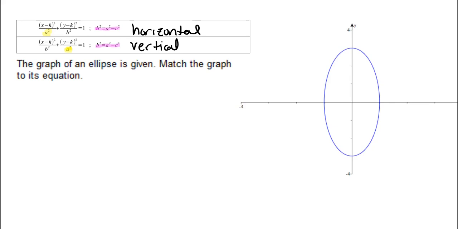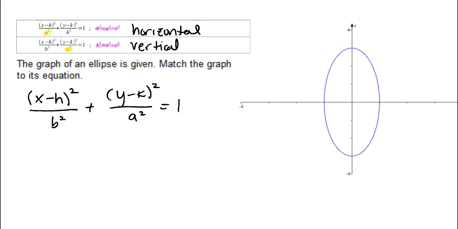Now we can try this problem. The graph of an ellipse is given. Match the graph to its equation. So for this example, we can see that this ellipse has a vertical orientation. So we know that we're going to use this equation, the second one, x minus h squared over b squared plus y minus k squared over a squared equals 1.